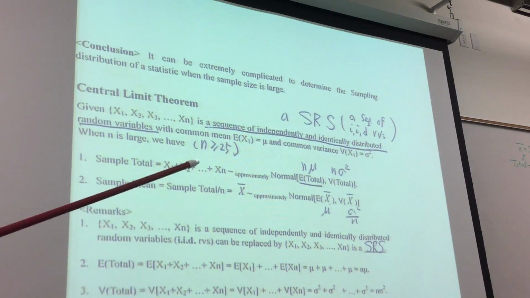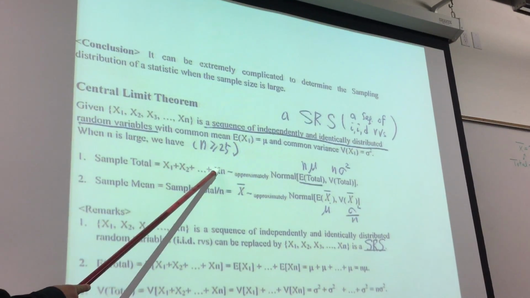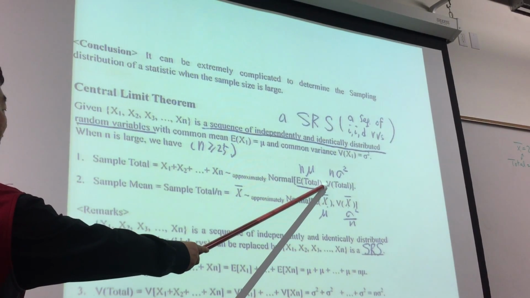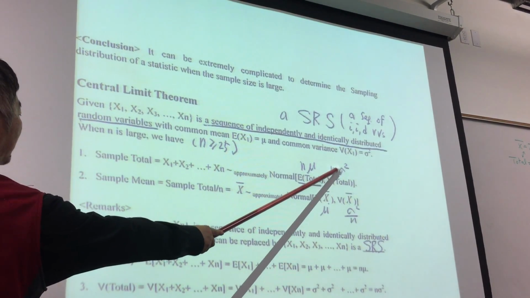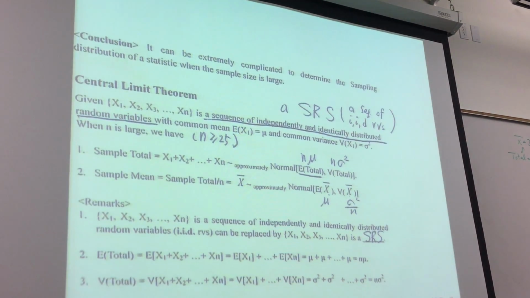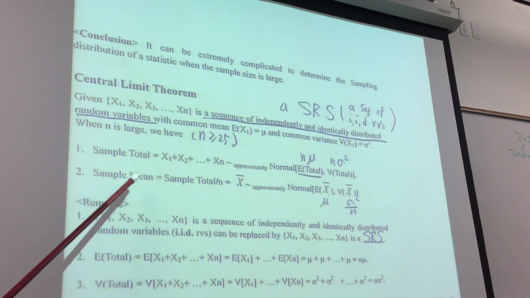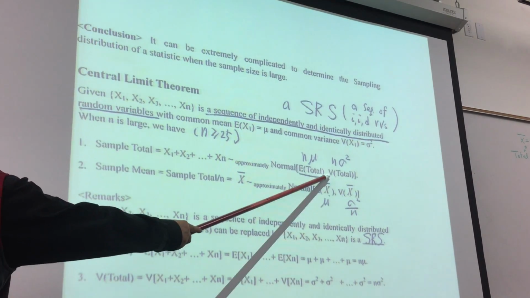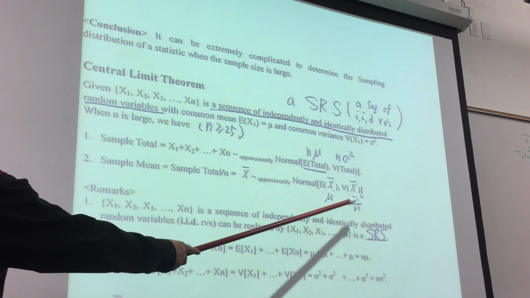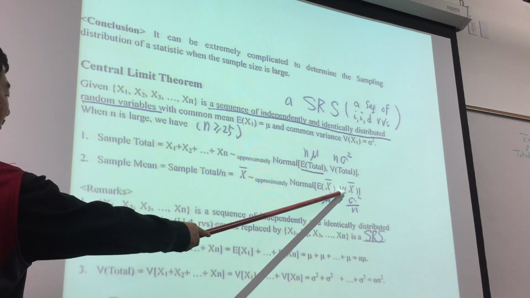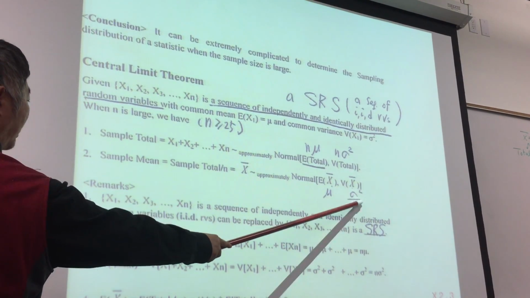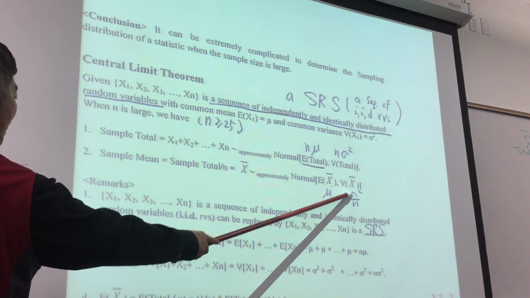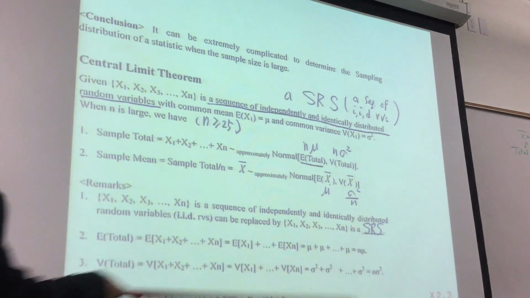If x1 up to xn is Bernoulli, this one becomes what? N pi. This one becomes n times pi times 1 minus pi. Okay? Now, when this is sample mean and random variable are Bernoulli, mean of the sample mean is mu. In Bernoulli case, this is pi. And this one, variance of sample mean is sigma squared over n. But in Bernoulli case, sigma squared is replaced by pi times 1 minus pi and divided by n. Okay?